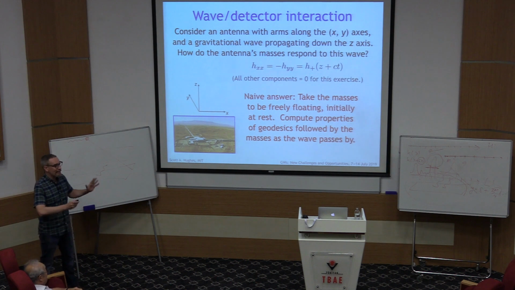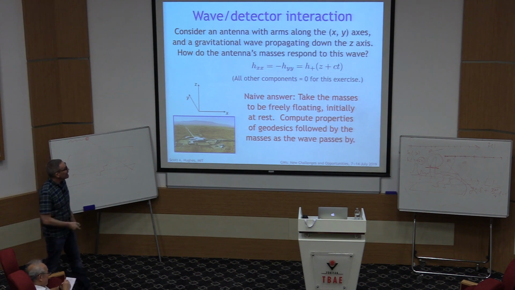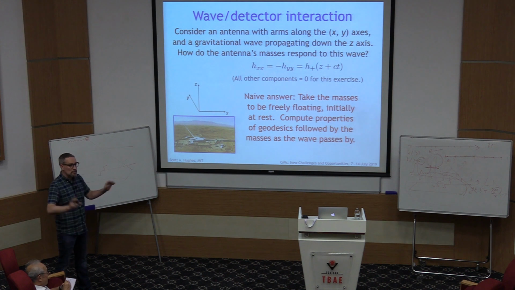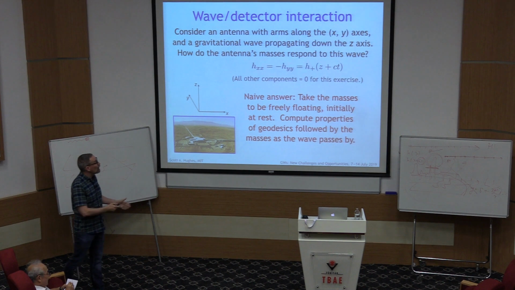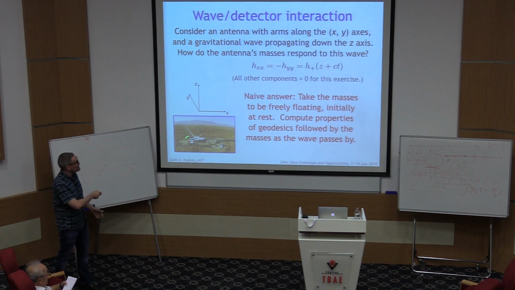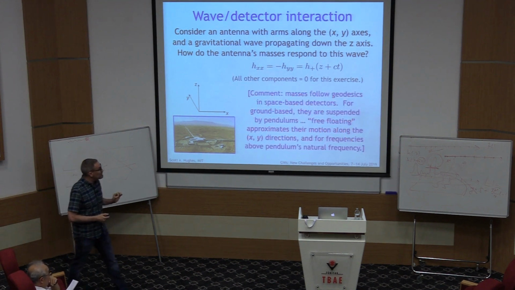So here's the idea. I take my gravitational wave field. I've worked this out using the tools that I went through yesterday. I'm imagining that the masses in here are freely floating test masses. An object that is freely floating in general relativity, we treat as living on a geodesic of that space-time. And so I want to compute what the properties of the geodesics are on these masses as the wave passes by. One comment that needs to be made.